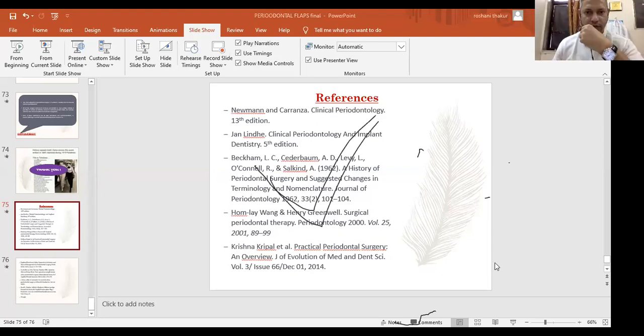The first question is, which sutures should be placed in an apically displaced flap? In an apically displaced flap, initially you need to stabilize the flap with the help of periosteal sutures. Once you have achieved that, then interdentally you could use interrupted sutures, like simple interrupted or a figure of 8.